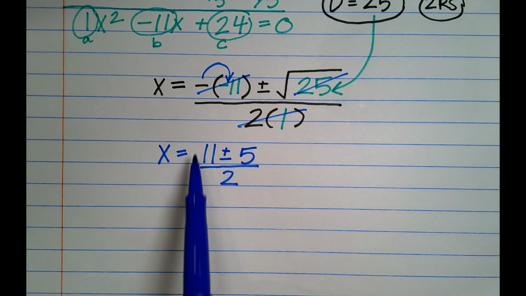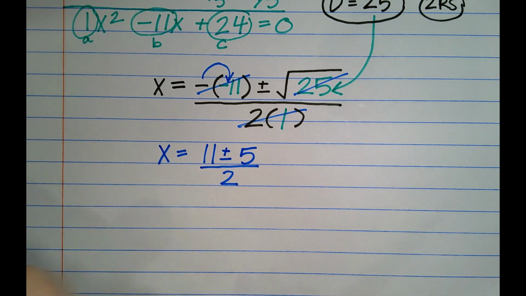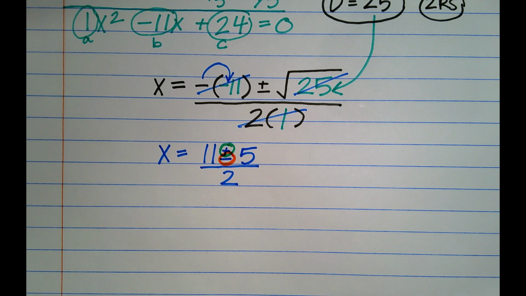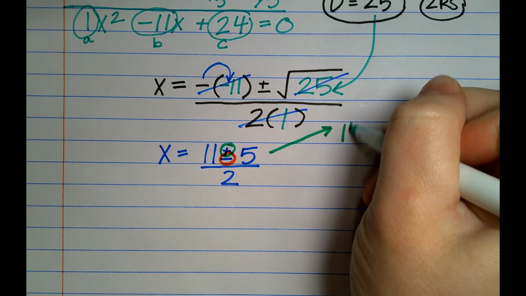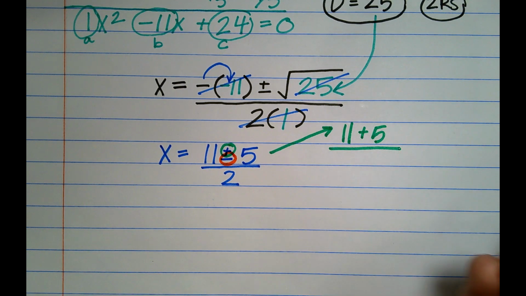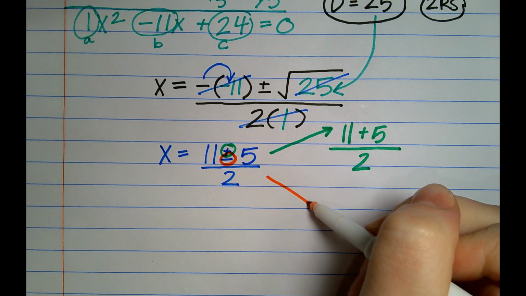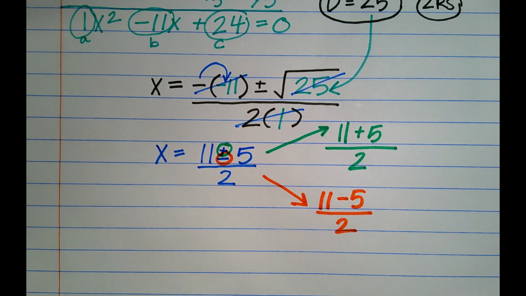So now that we have no more operations to do, nothing can really be simplified here, what step do we go to next? Yeah, we're going to separate our addition and our subtraction symbols so that we have the two values that we need to find. So what does my first problem look like? Good, 11 plus 5 over 2. And my minus, what does that look like? Perfect, 11 minus 5 over 2.